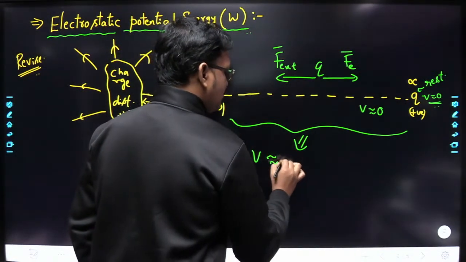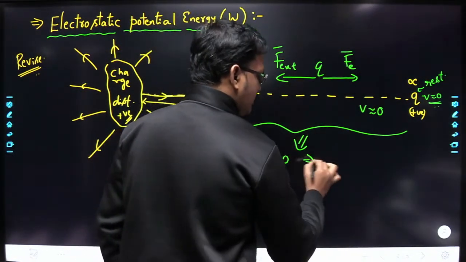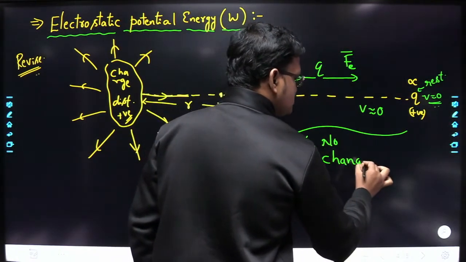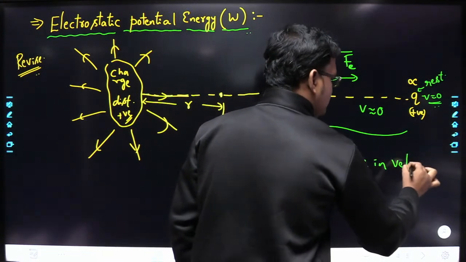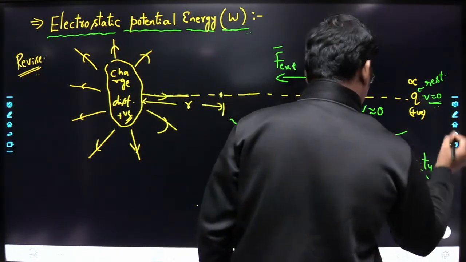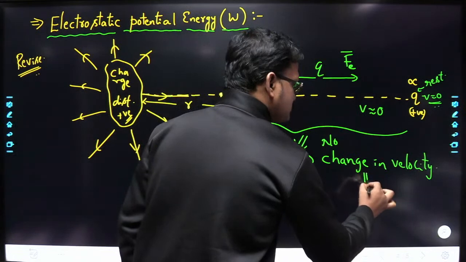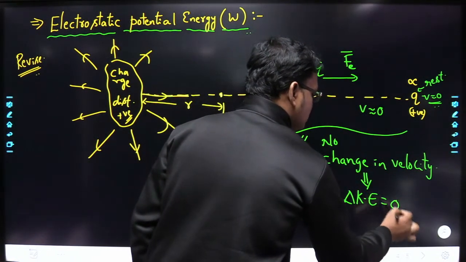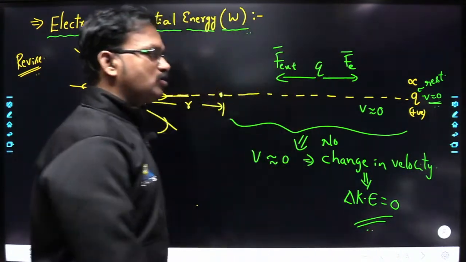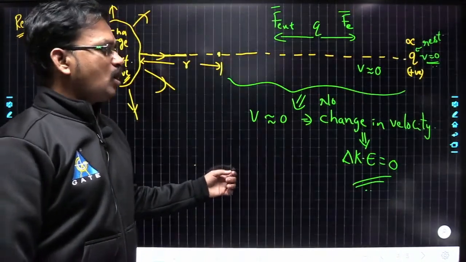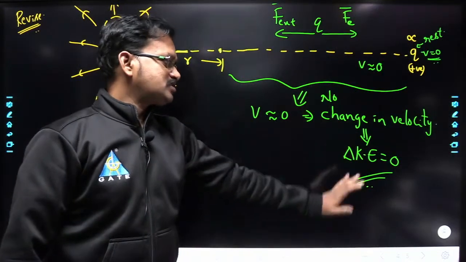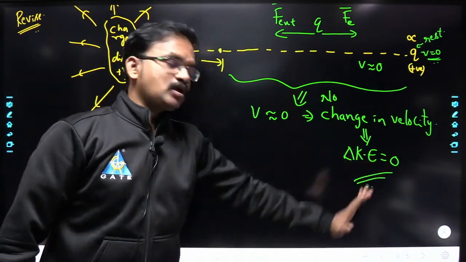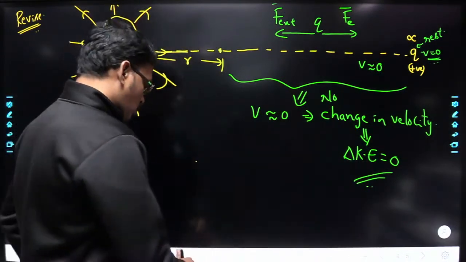Here I am assuming throughout this process the velocity is approximately equal to 0. So I am assuming that there is no change in velocity. If there is no change in velocity, I can say that the change in kinetic energy is also equal to 0. Understood? So what do you mean by this?